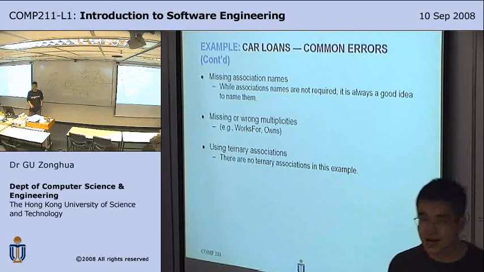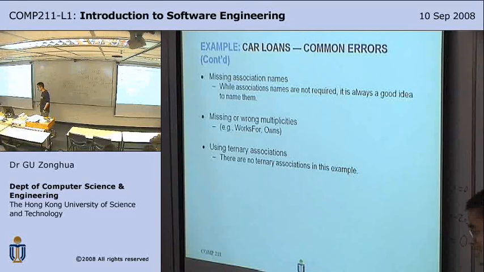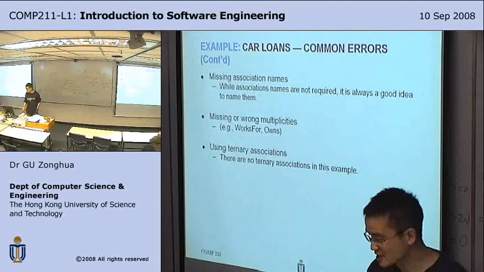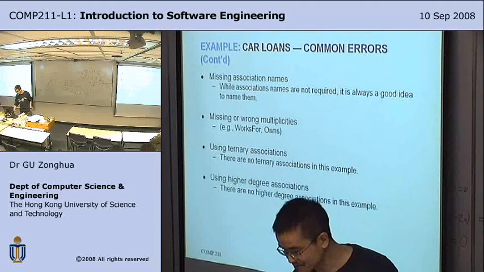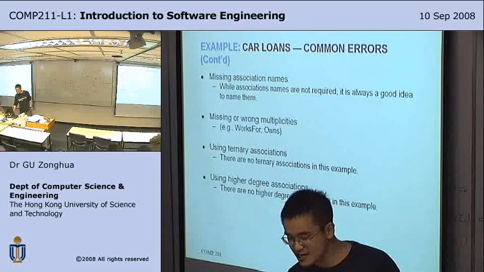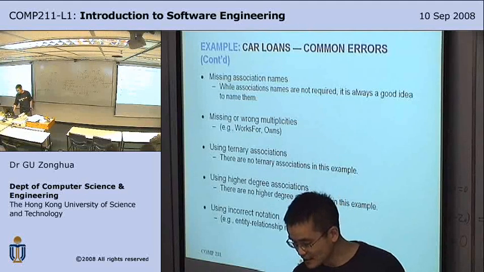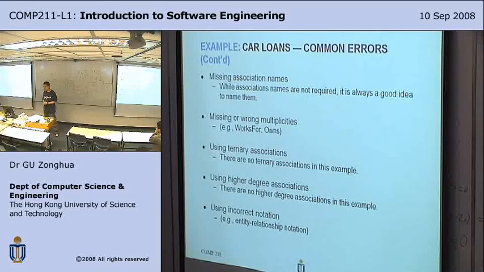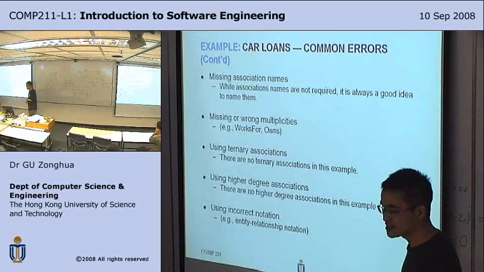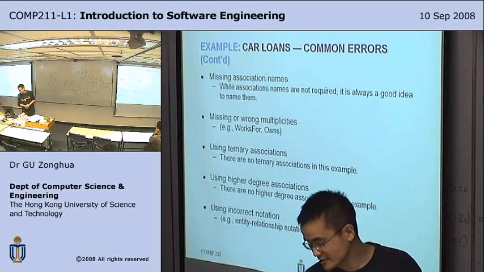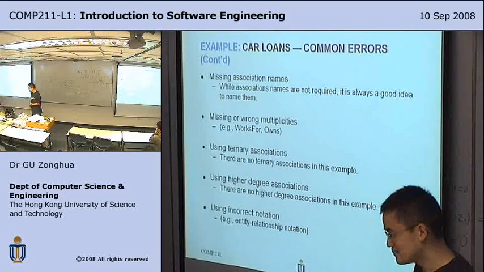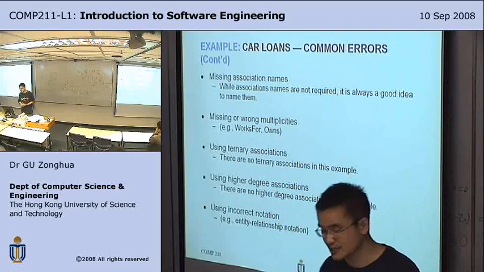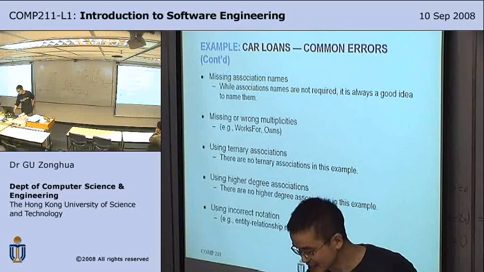Ternary associations are really needed only in rare cases, but at least for this course, we almost never need them. Always use binary associations. Higher degree associations are not needed. Incorrect notation: if some students have taken the database class, you may draw these pictures with entity relationship notation. These are the same as class diagrams in terms of their meaning, but for this course, we use the class diagram notation, not the entity relationship notation.